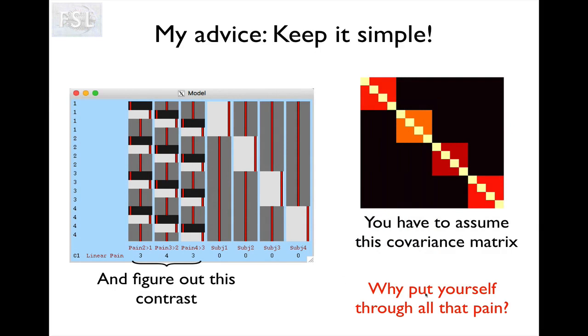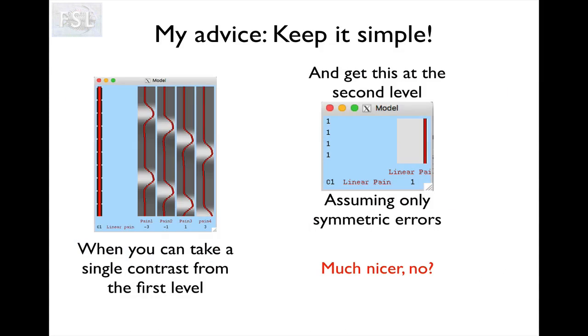So why put yourself through all that complication, all that pain, when you can keep it much more simple? The way to keep it simple is to take a single contrast per subject from the first level, because we are interested in the linear response to pain. So we enter the linear contrast to pain at the first level, and we take only a single image per subject to the second level. So now the second level model looks like this.